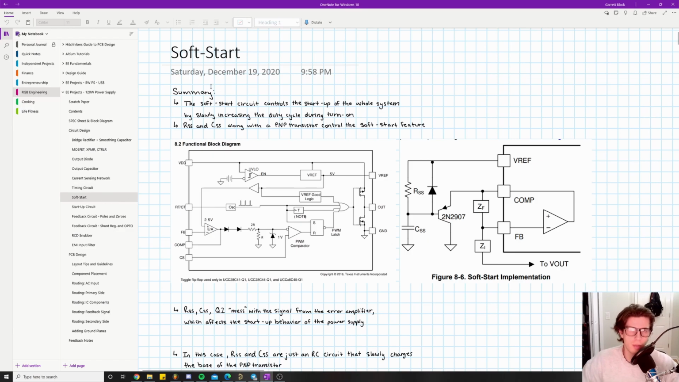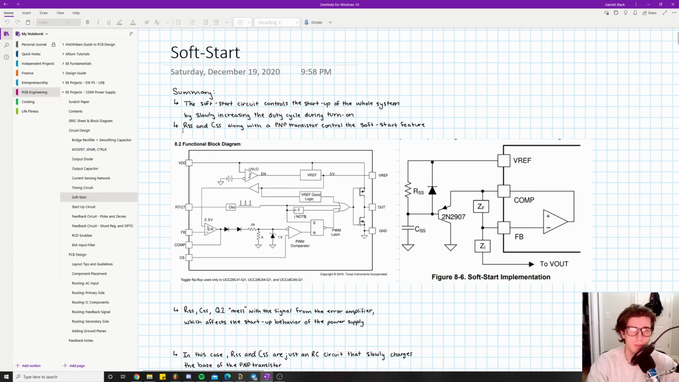So the main components that comprise this soft start circuit are going to be RSS. Of course, SS stands for soft start. CSS, along with a PNP transistor to control the soft start feature. Okay, so if you look in the data sheet, I have these two diagrams pulled. And they actually did a pretty nice convenience for us, which is they already showed us what exact PNP transistor they were using. So I just went ahead and said that's the one we're going to use. So they already did us a favor and picked one of our components for us. So it's pretty nice of them. So this is going to be the PNP transistor that we're using in this project.